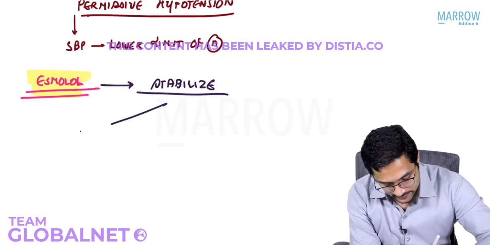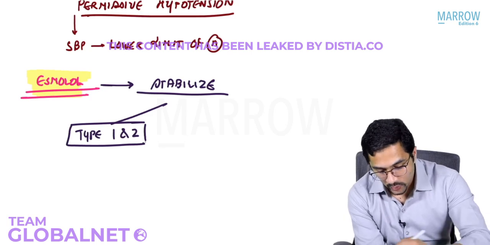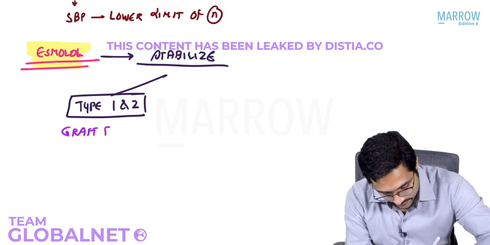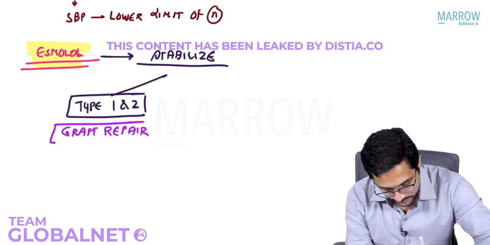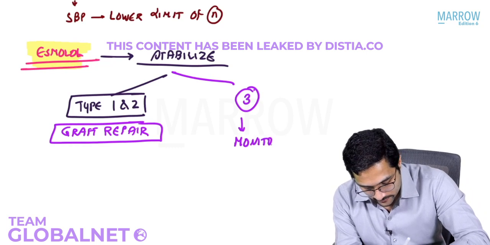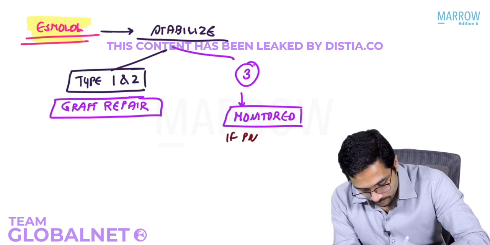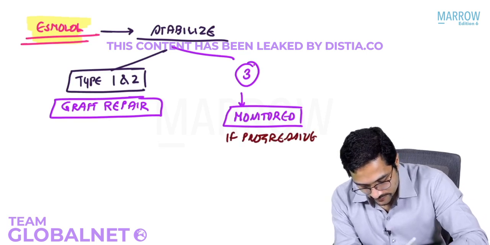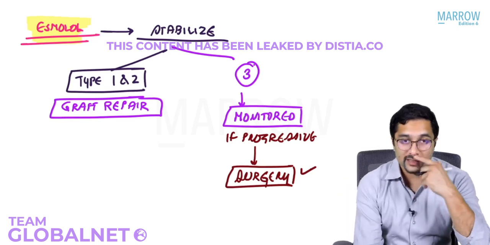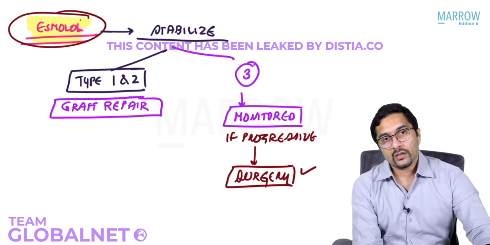If it is DeBakey type 1 and 2, once we've given esmolol, then we have to carry out surgery, a graft repair, in this patient. Type 3 patients are monitored. If progressive symptoms are present, then we have to carry out surgery. Otherwise, for chronic type 3, conservative management can also be done. But type 1 and type 2, after esmolol, we have to take up the patient for a graft repair.